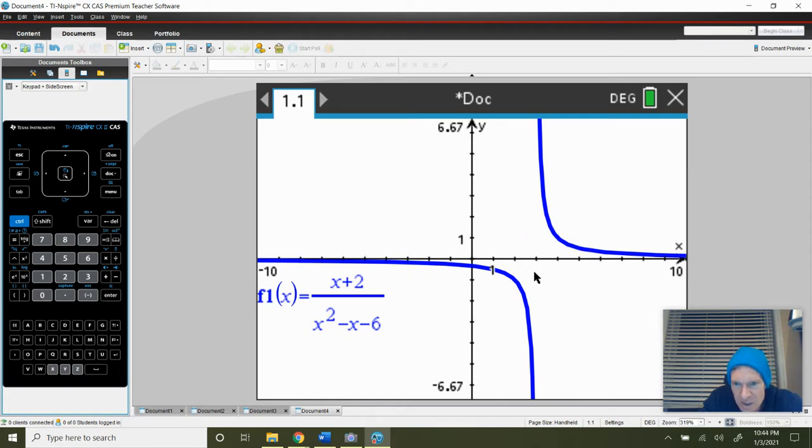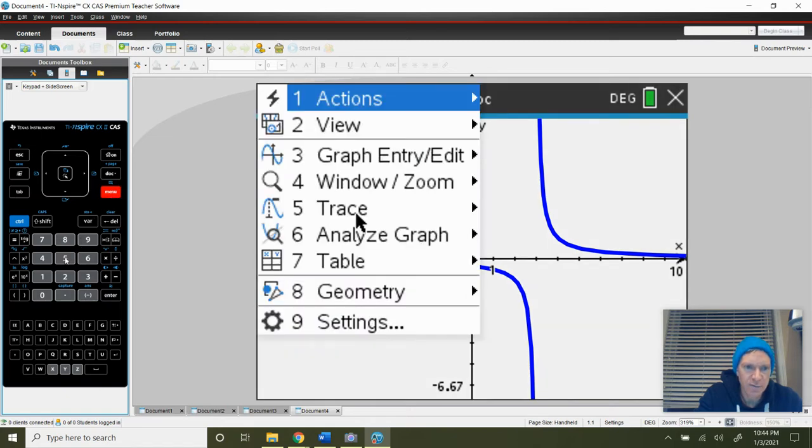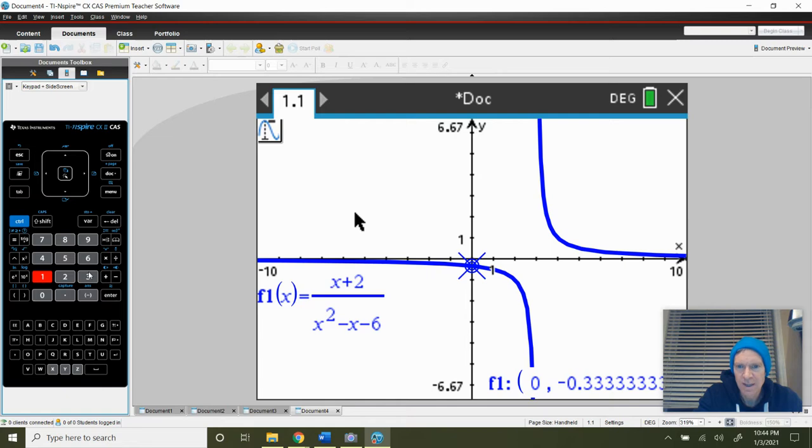It looks like when x is 3, you don't have a value in your function. Let's just double check that. Remember how to do a trace, which is menu 5, 1, graph trace. Now in this mode you can type in any value you want. I can type in 0, hit enter, and when x is 0, y is negative 1/3. I can type in a 1, and when x is 1, y is negative 0.5. I can type in 2, but really we want to know when x is 3. When x is 3, it looks like our function is undefined.